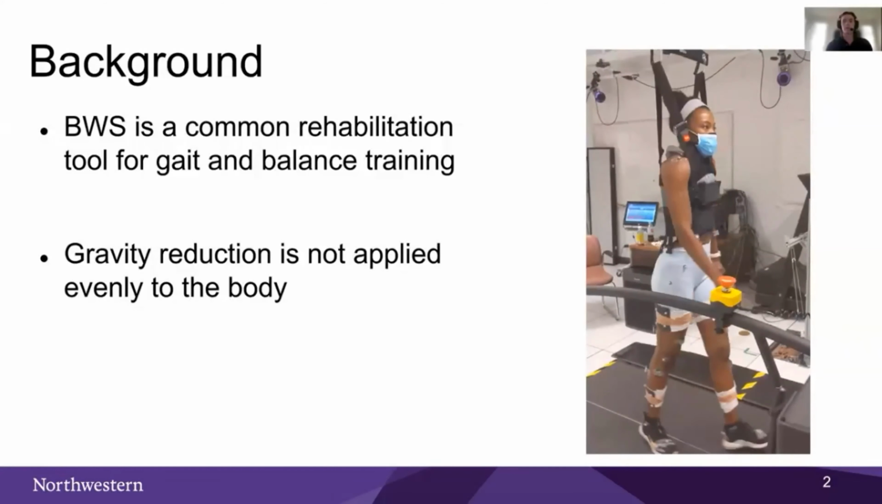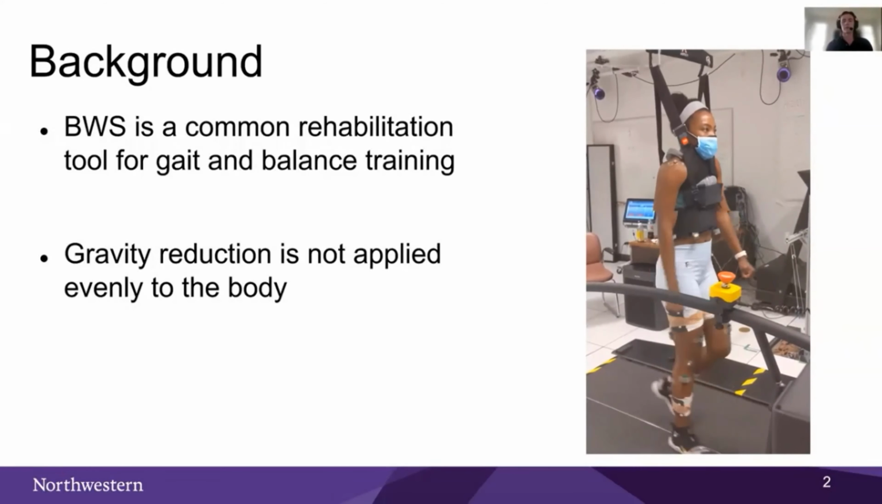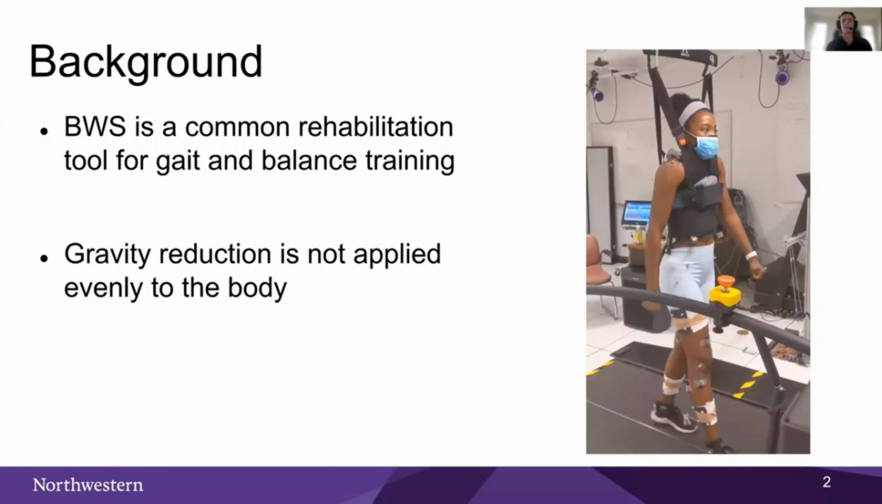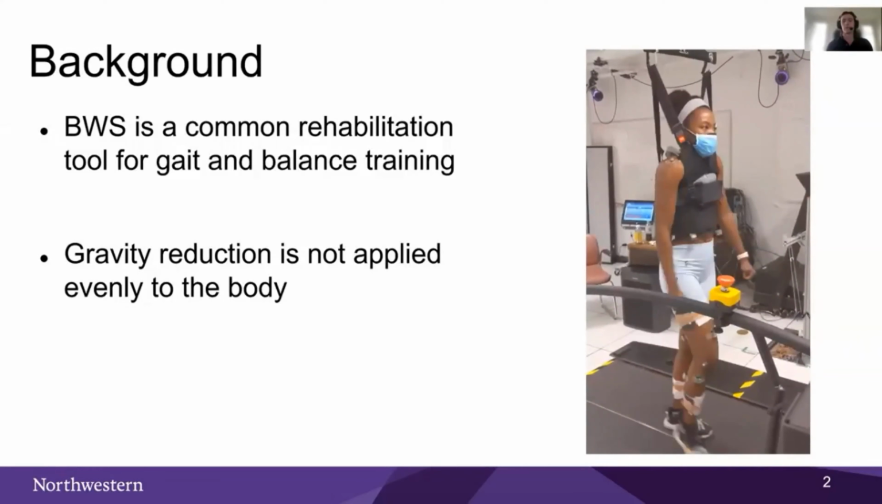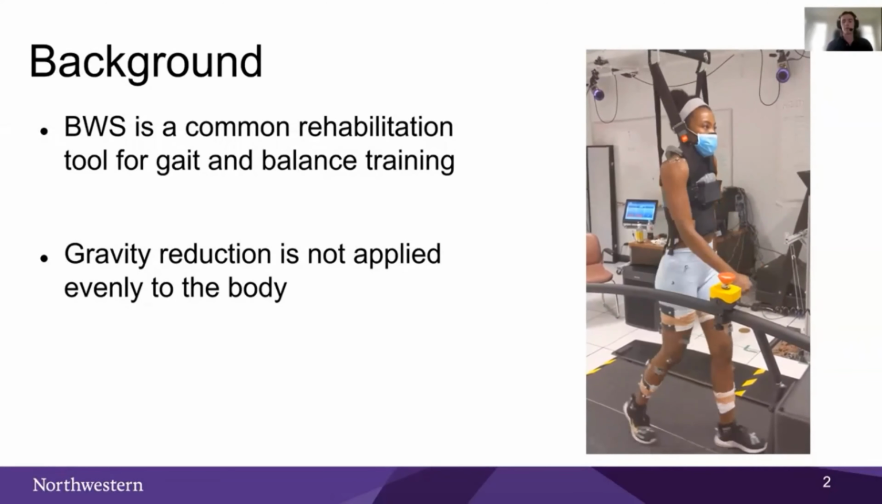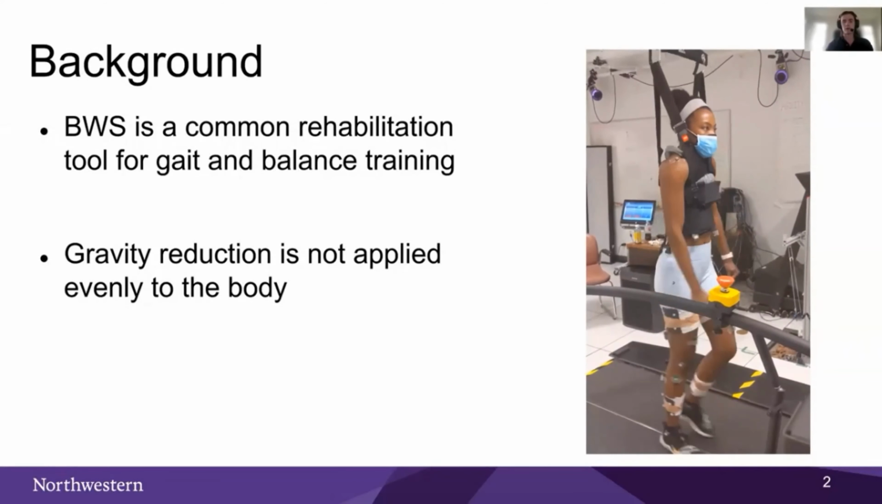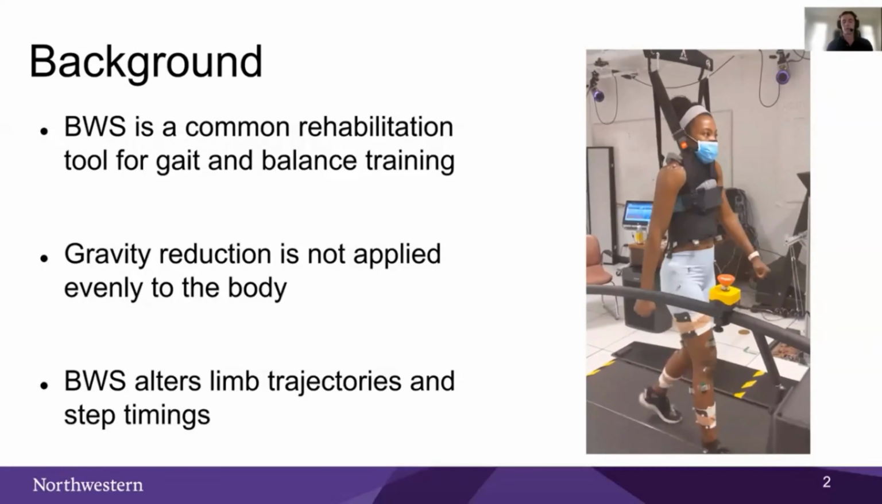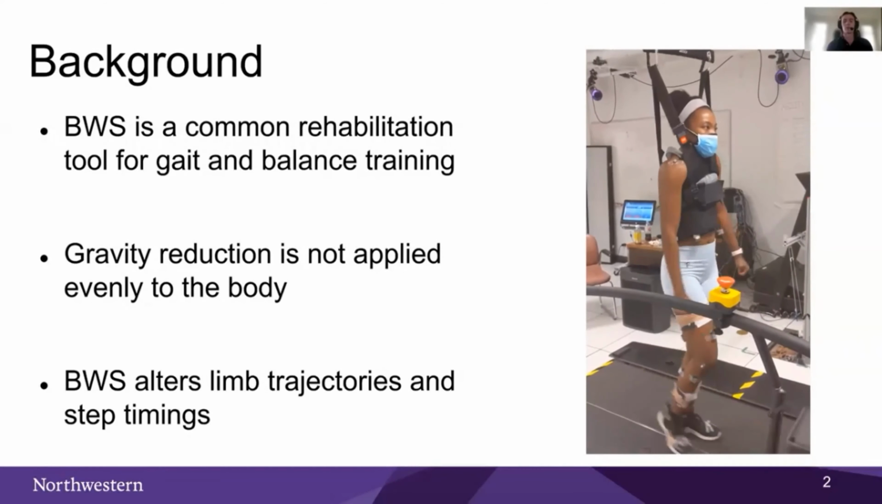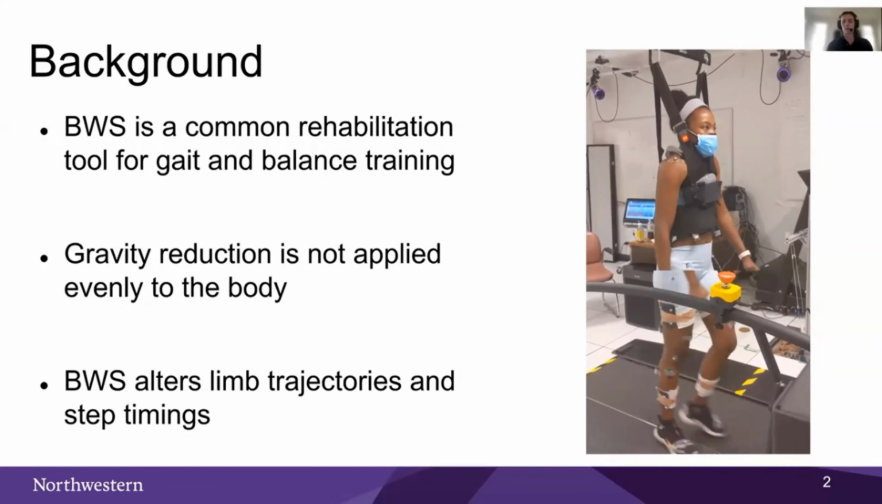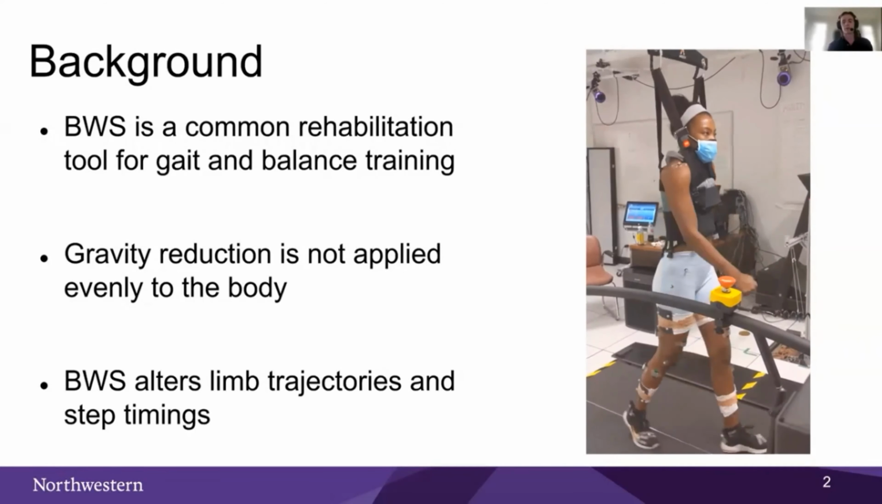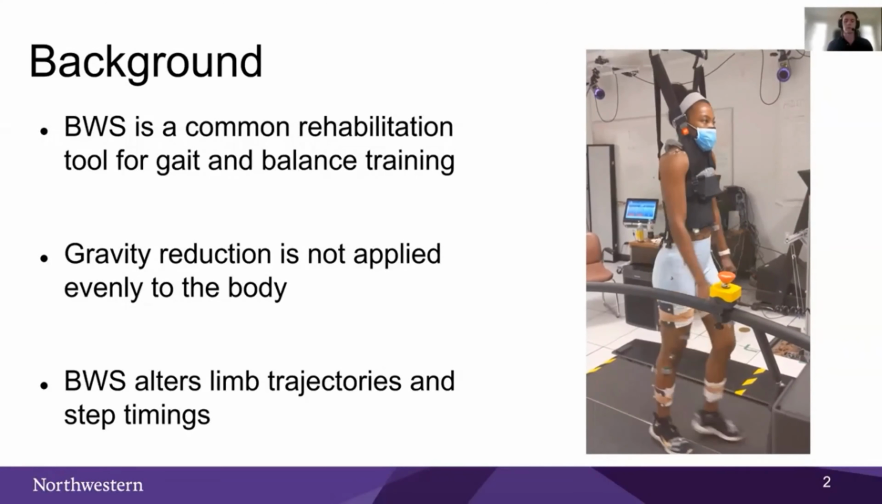Bodyweight support has complex effects on gait, as the force exerted by bodyweight support is not evenly applied to the body. As the force of the bodyweight support system is applied through a trunk harness, bodyweight support will change the inertial behavior of the trunk, but not the lower extremities. Bodyweight support also changes the normal spatiotemporal features of gait and the normal kinematic trajectories, which will change the relationship between the center of mass and the swing foot during the gait cycle.